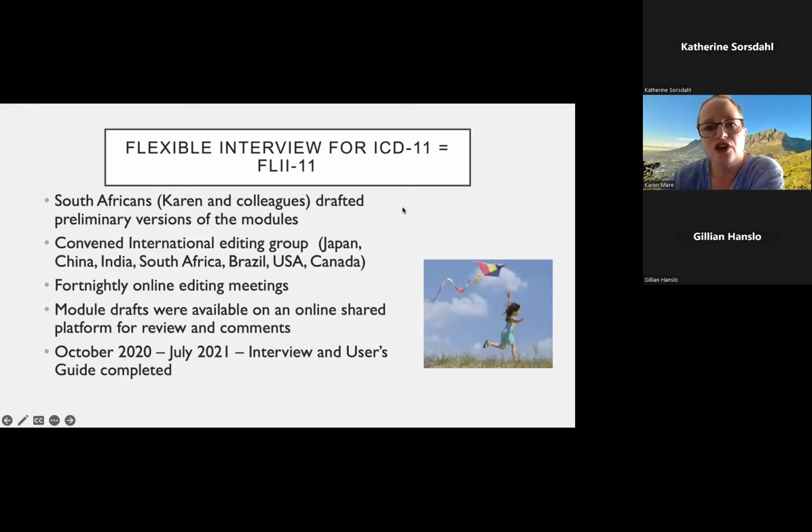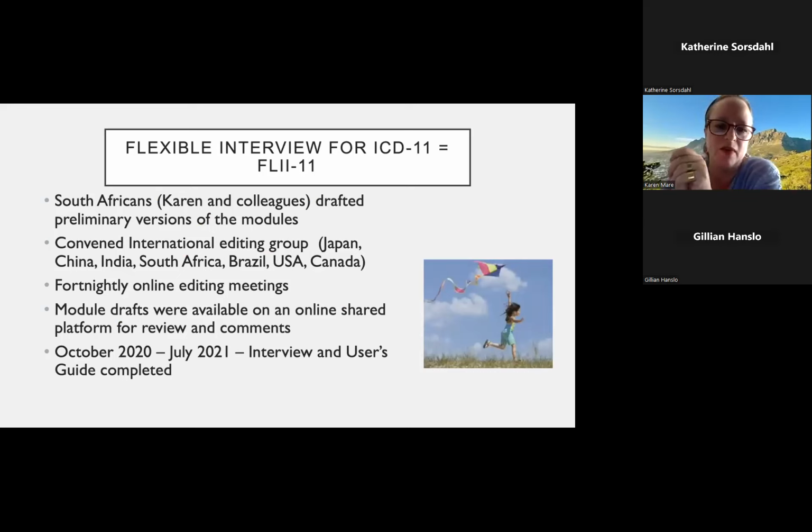So we drafted the flexible interview for ICD-11. And why is it flexible? Because you can use different modules, and you can use it just for the current time frame, or you can use it for current and lifetime time frame.